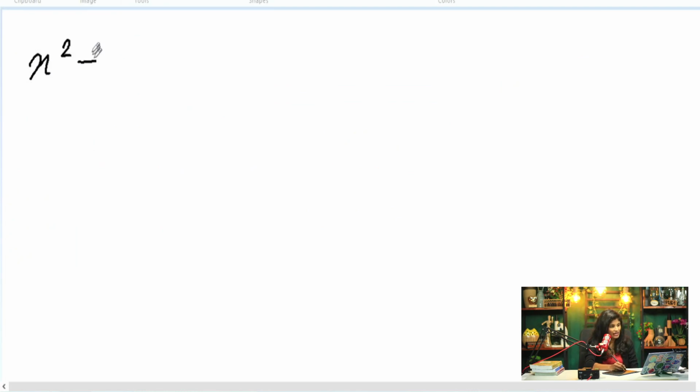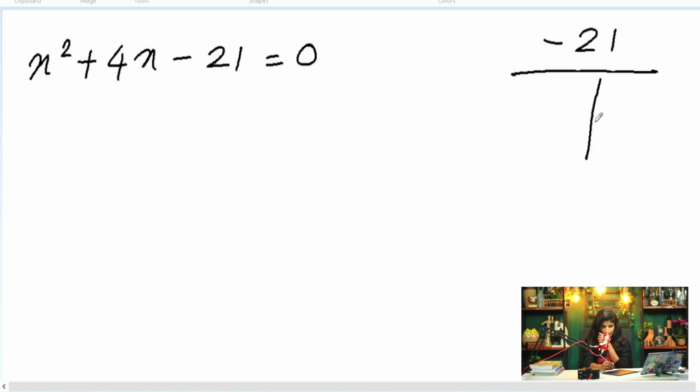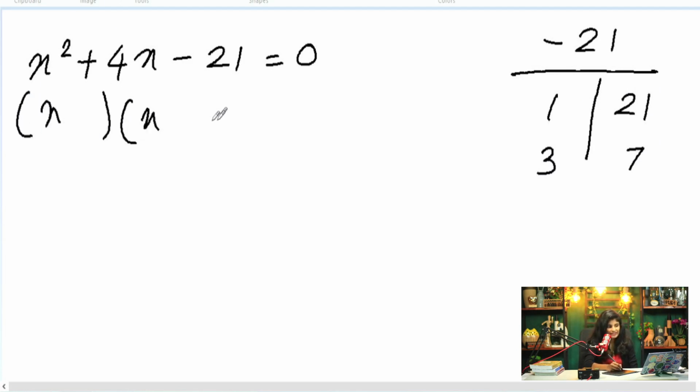So the last question we are going to discuss in this video is x square plus 4x minus 21 equals 0. Now we have to make negative 21. Okay. So 1 times 21, 3 times 7. Those are the solutions. Okay. So x here and x here equals 0. So 1 and 21 can be eliminated. So I can select 3 and 7. I will write 3 here, 7 here.